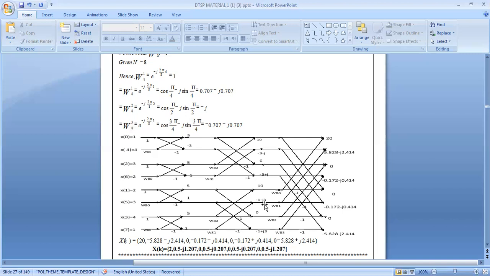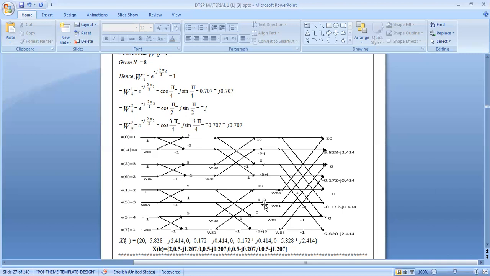So we will be doing this over here. When you are doing this, what will we get? We will be getting minus 3 into minus 3, so it will be plus 9. Then this will be minus j squared. When you are simplifying this expression, we will be getting around 5.828 minus j 2.414. When you are doing the subtraction, we will be getting minus 0.172 minus j 0.414.